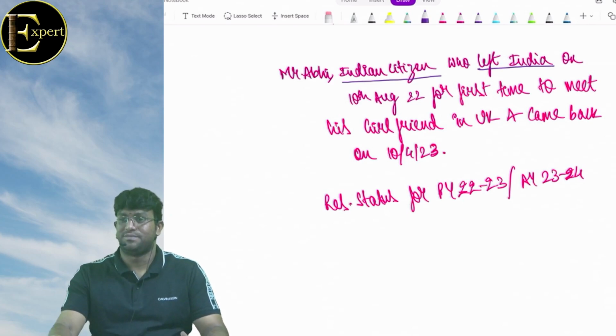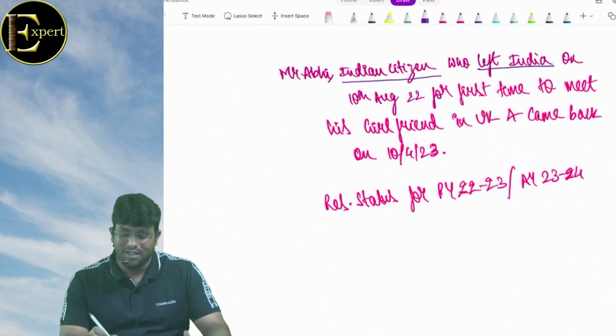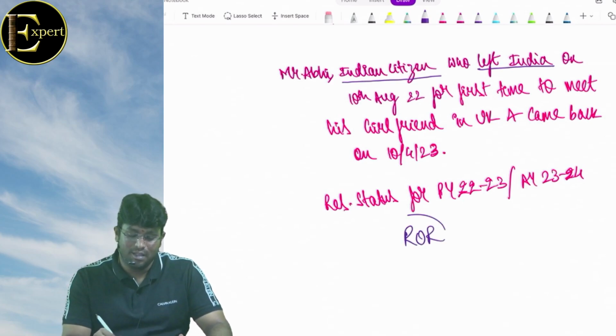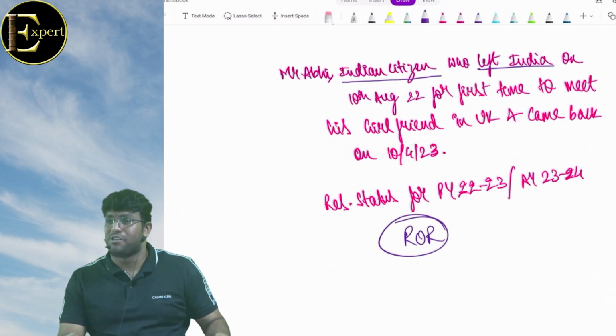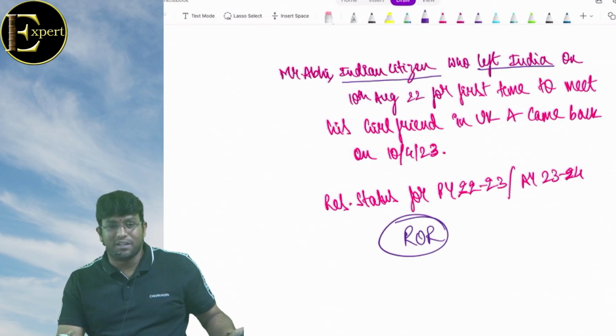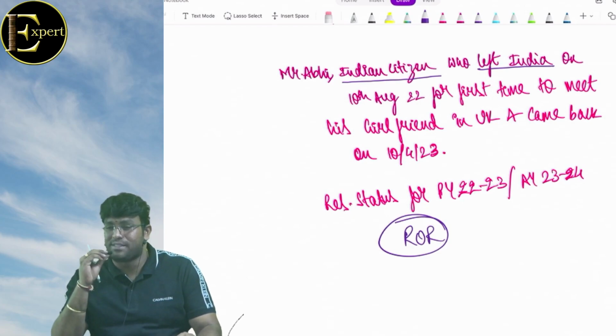Chalo, what is the answer? Speak out. ROR? Sure? Why? Can he satisfy the first basic condition? No. But he can satisfy what? The second basic condition. Did he go for employment outside India? He went for a visit, to meet his girlfriend, not to create employment. Is that clear? I hope the question makes sense for all of us.